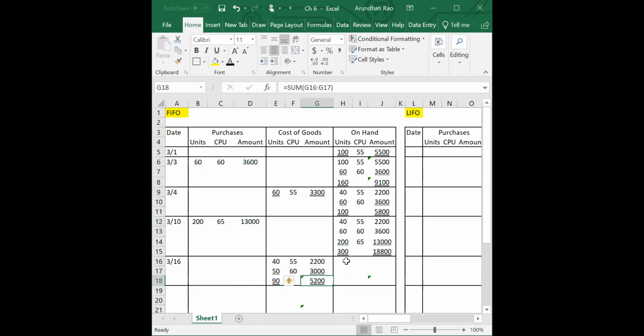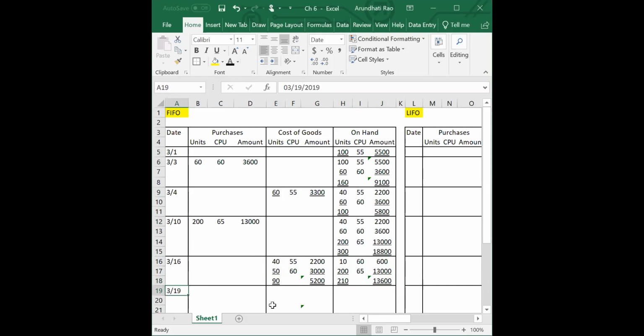Once I'm done with this, what do I have left? Of the 300, 90 are sold. So I have 210 left, but I want details again. Is any of this 40 remaining? No, all of that is gone. Is any of the 60 remaining? Yes. Of the 60, I sold 50. So what's remaining is 10 units of that purchase is still with me. And then this 200 which I purchased on the 10th, all of that is still with me. So I have a total of 210 units. The cost is $13,600.